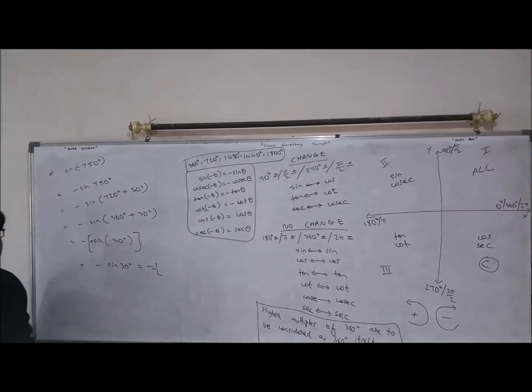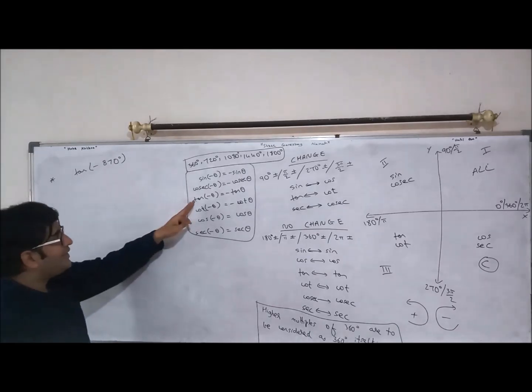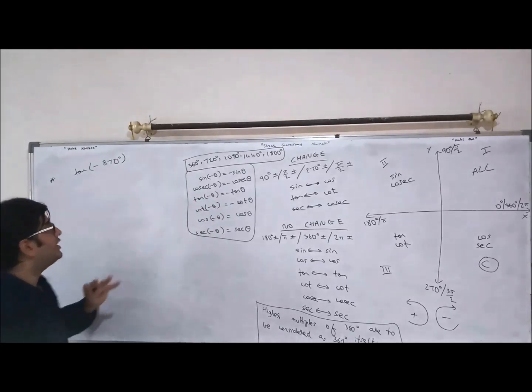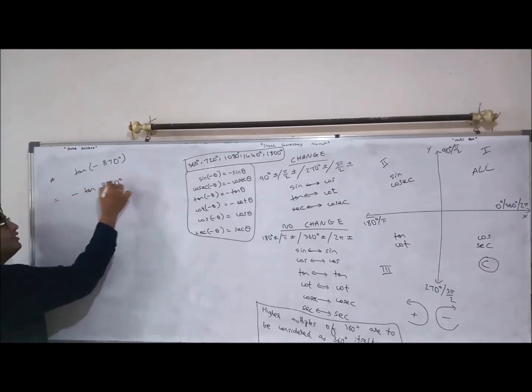Dear students, let's take another example. What if we want to calculate tan of minus 870? So again we use this concept, tan of minus theta is minus tan theta, so we first take the minus sign outside, and you get minus tan 870 degrees.